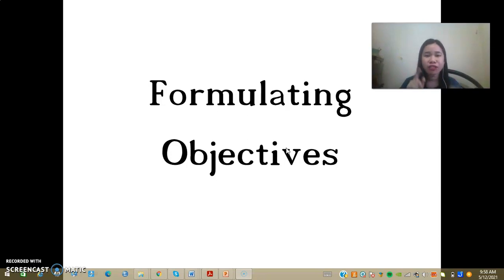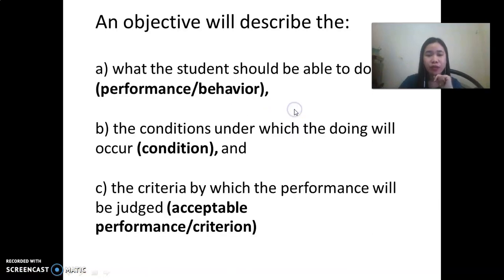And so objectives will of course help us to plan our whole class. This will help us think of the strategies and the methods that we are going to use in delivering our lesson so that our objectives will be met, of course. So let us start with this one. So an objective will describe what?